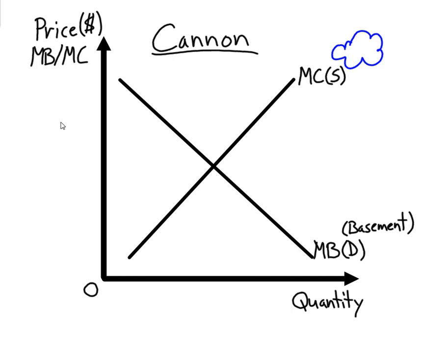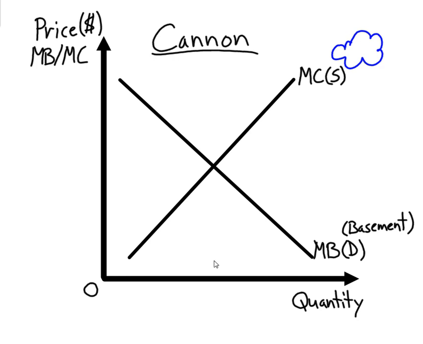On our vertical or y-axis, we have the price measured in dollars for our marginal benefit or marginal cost. Remember, the word marginal just means additional, so this is what is the benefit and cost of one more unit. An additional unit gives us how much benefit, how much cost. And then quantity is on our horizontal or x-axis.